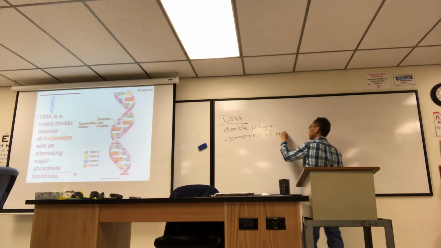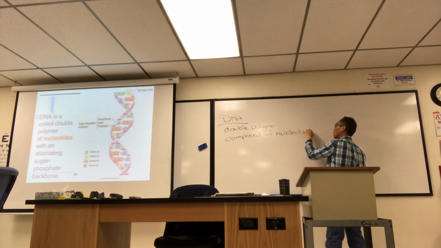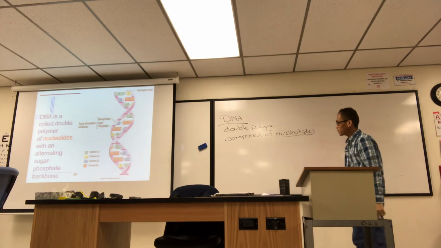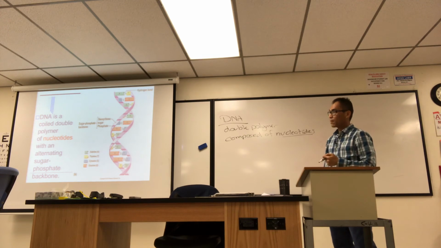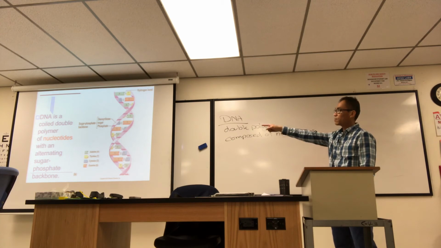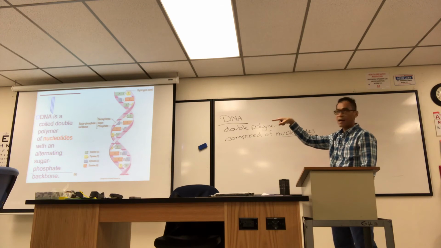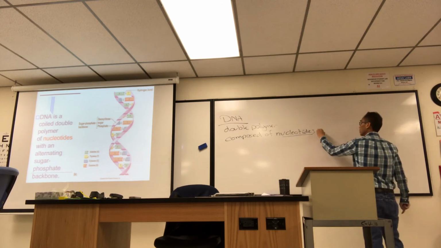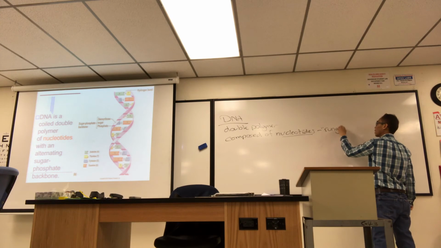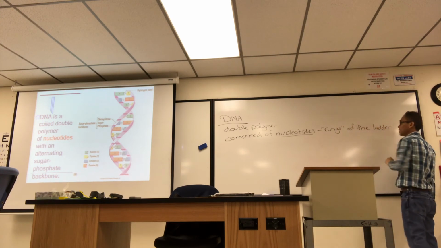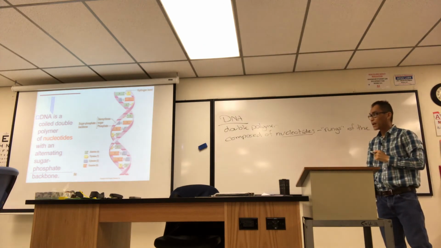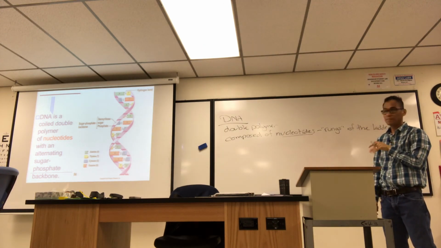composed of nucleotides. So those are the building blocks of DNA. That's what it's a polymer of. But in addition to the nucleotides, which we spend the most time talking about, if you uncoil that, it's like a ladder. The nucleotides are like the rungs of the ladder. And it says that these rungs of the ladder, these nucleotides, are kind of held together with hydrogen bonds.